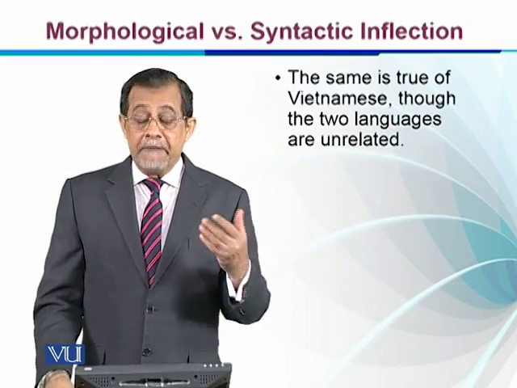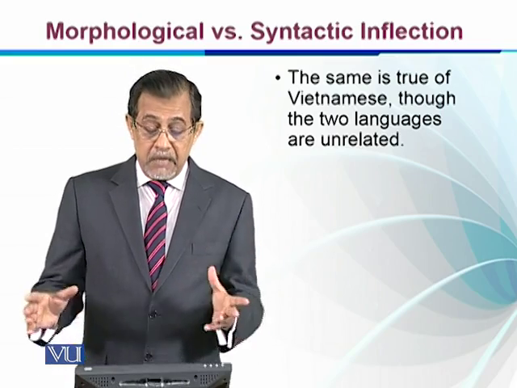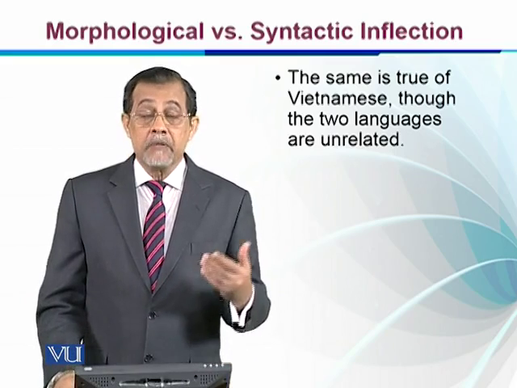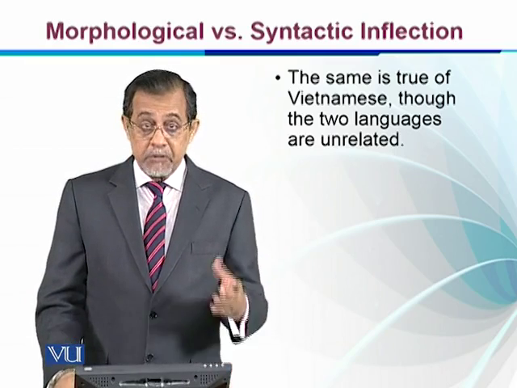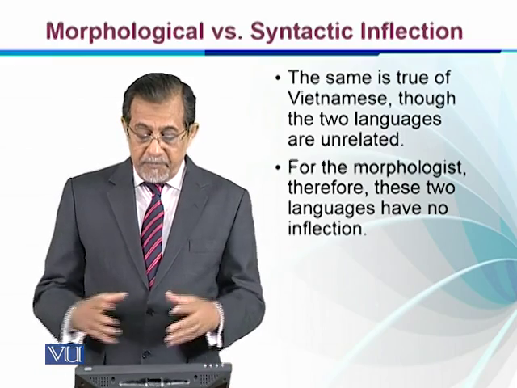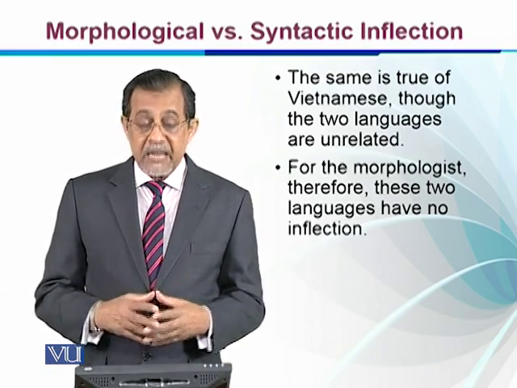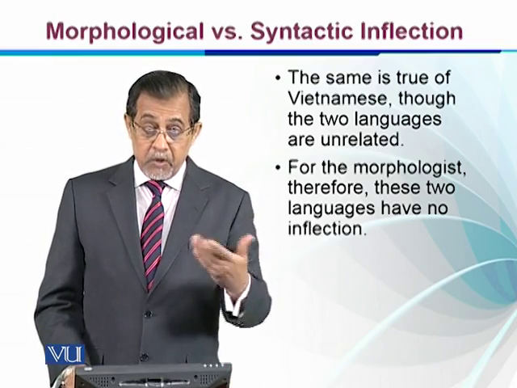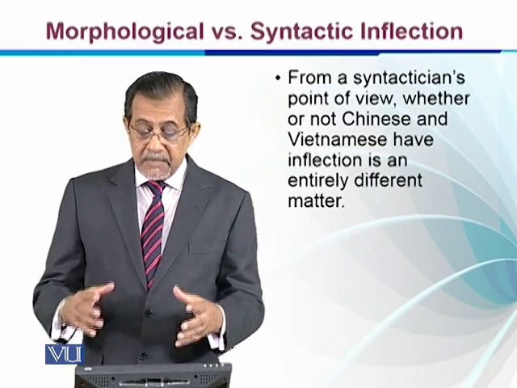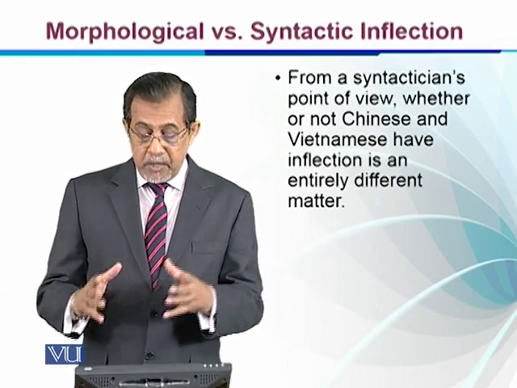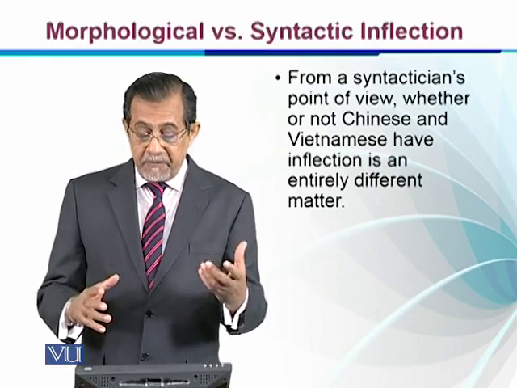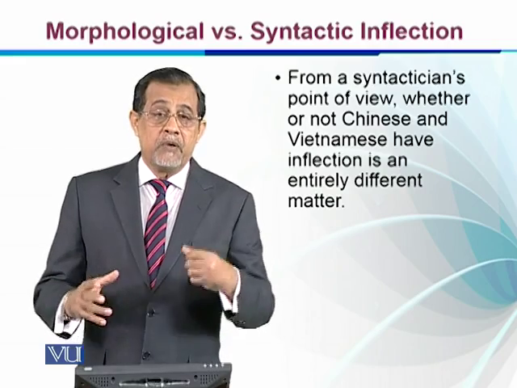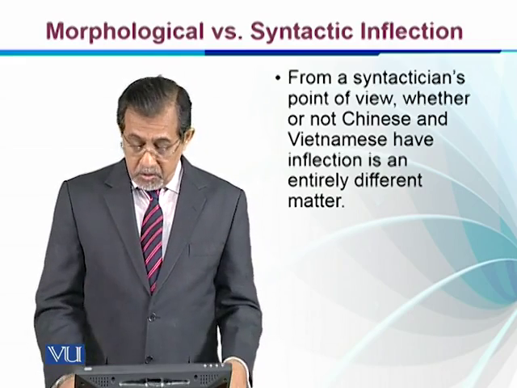The same is true of Vietnamese, though the two languages are unrelated. The Chinese language belongs to the Sino-Tibetan language family. For the morphologists, therefore, these two languages have no inflection, but obviously they work on the syntax. From a syntactician's point of view, whether or not Chinese and Vietnamese have inflections is an entirely different matter. So, they don't bother whether there are inflections or not.